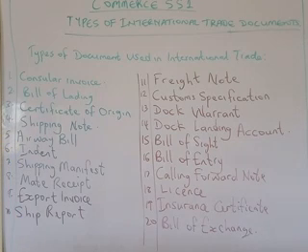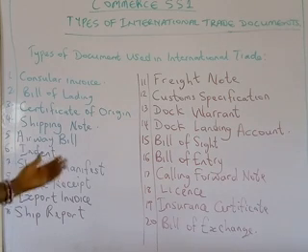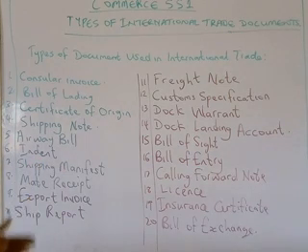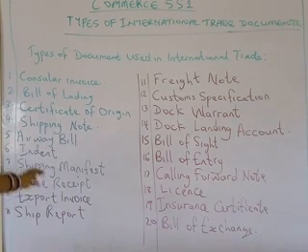The next one is what is called indent. Indent is a document used in international trade. It is an order to buy goods made by the importer to a potential supplier. So it's just like buying and selling to the person that ordered the goods, and the document will be there to show for it. Then the next one is shipping manifest.